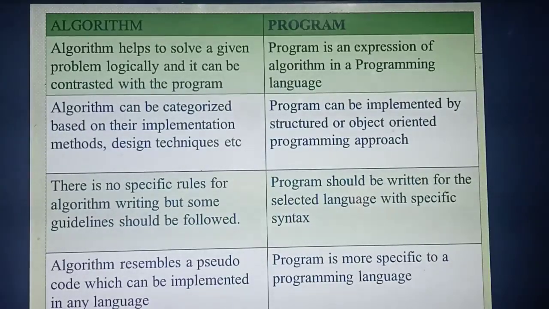So for writing an algorithm, there are no specific rules. Whatever you write in an algorithm, we can also call a pseudocode. That algorithm can be implemented in any programming language. Which programming language you choose, based on that you can implement the algorithm. Understood what's the difference between an algorithm and a program?